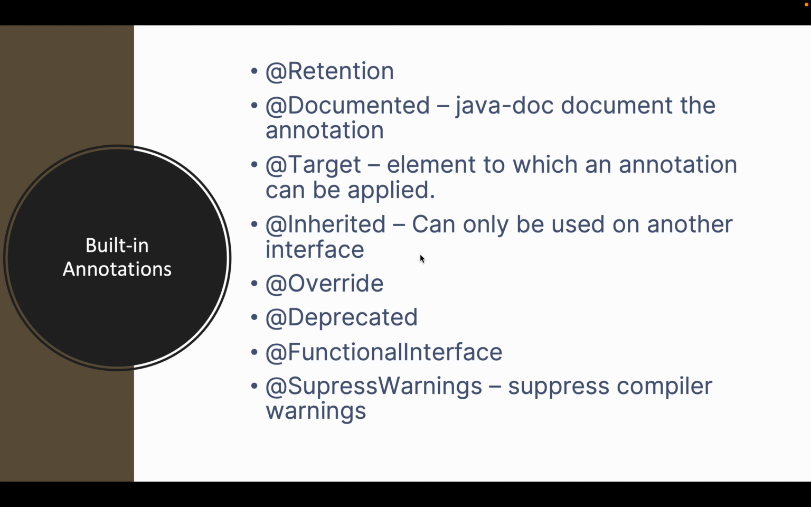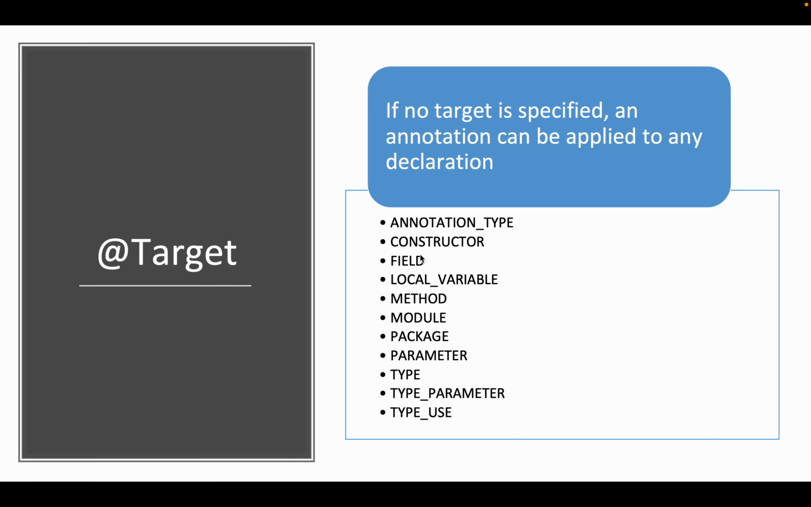Then we have @Override. We are familiar with this one, which is used to override a method. @Deprecated, which mentions that this particular method will be removed in future versions of Java. Then we have @FunctionalInterface, which means that the interface in question has only one abstract method. Then we have @SuppressWarnings, which you use to suppress compiler warnings.